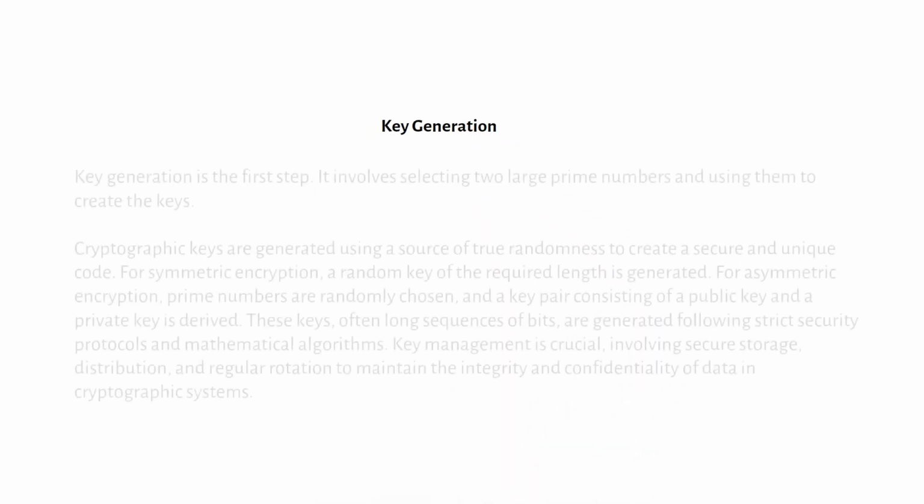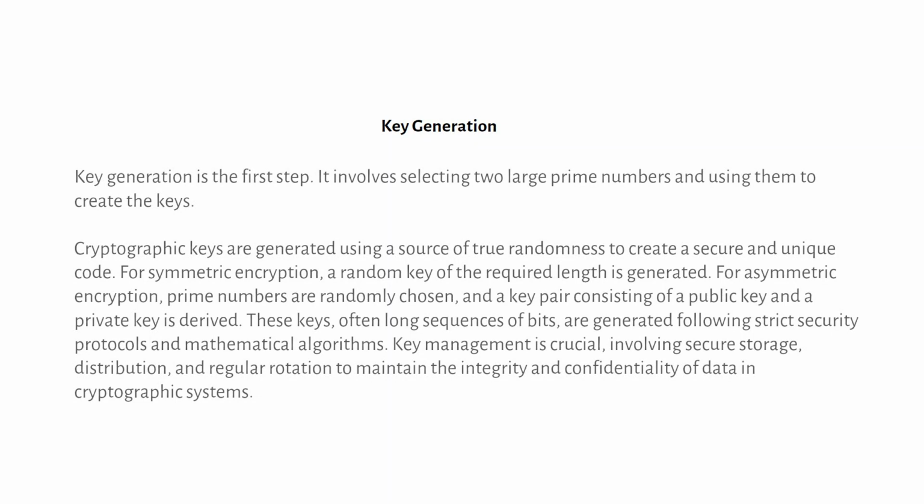Key generation is the first step. It involves selecting two large prime numbers and using them to create the keys. Cryptographic keys are generated using a source of true randomness to create a secure and unique code. For symmetric key encryption, a random key of a required length is generated. For asymmetric encryption, prime numbers are randomly chosen and a key pair consisting of a public key and a private key is derived. These keys, often long sequences of bits, are generated following strict security protocols and mathematical algorithms.